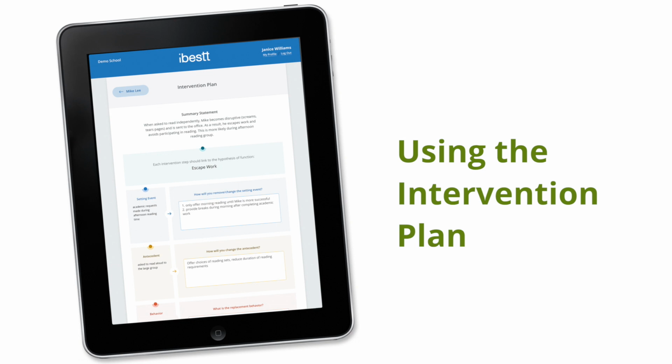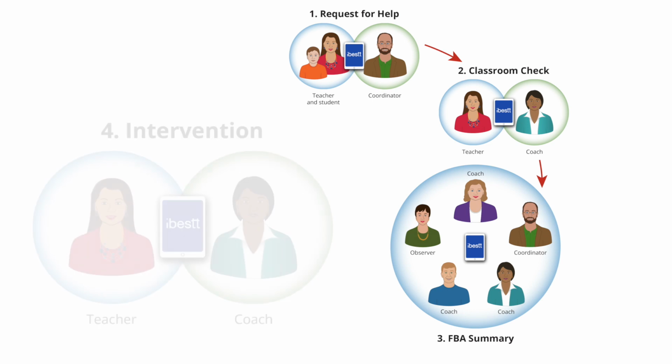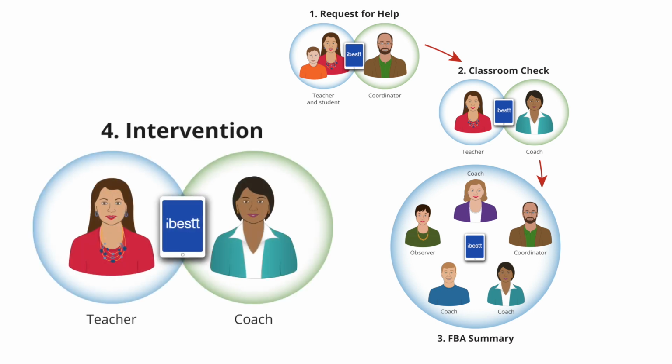Using the intervention plan. The coach uses information from the FBA and collaborates with the teacher to choose intervention strategies that match the function of the student's problem behavior. The teacher must understand the intervention and buy into implementing it.